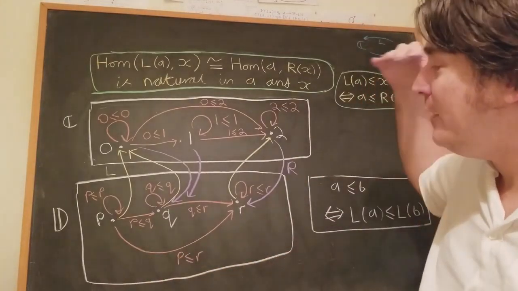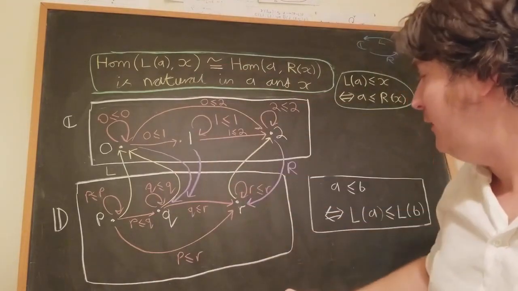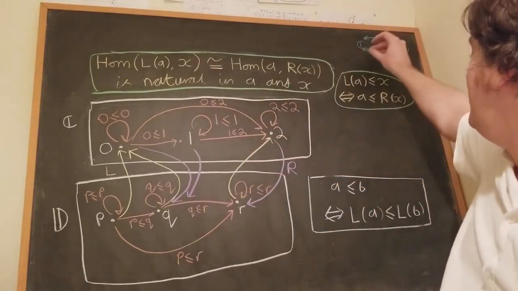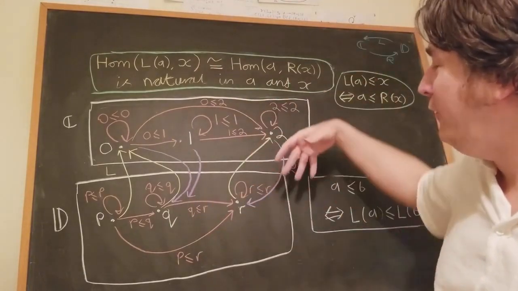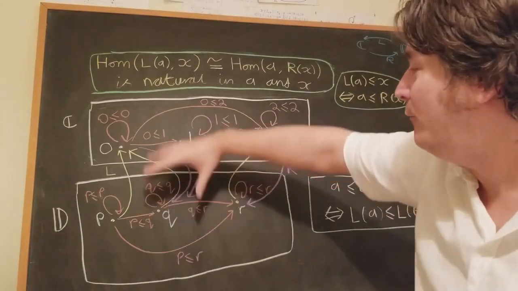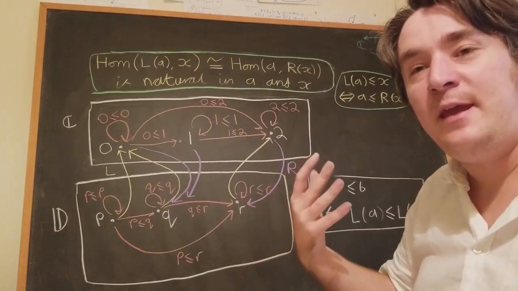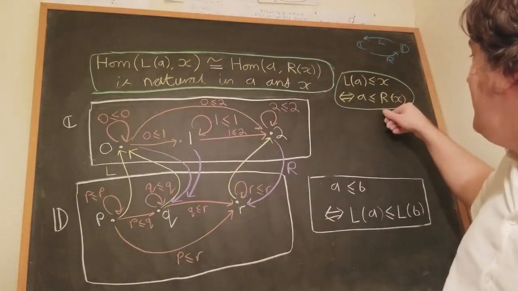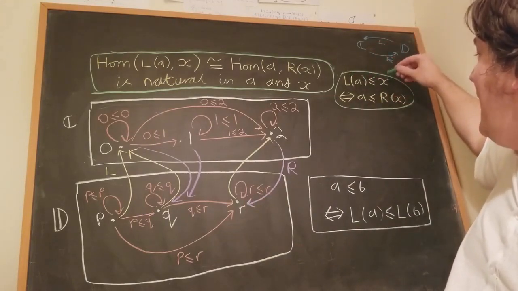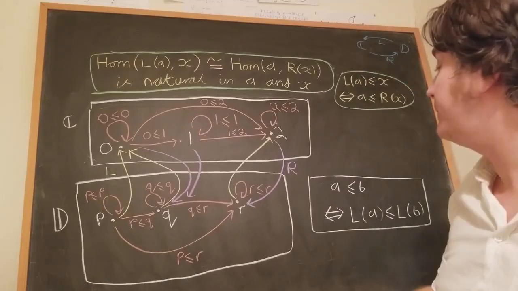Okay, so say we have another functor, a functor which goes in the opposite direction. For example, this functor R, which goes from C to D, like so. When would this functor be considered to be the right adjoint to our functor L when we're dealing with pre-orders? Well, the key condition is this here, that L of A is less than or equal to X if and only if A is less than or equal to R of X.